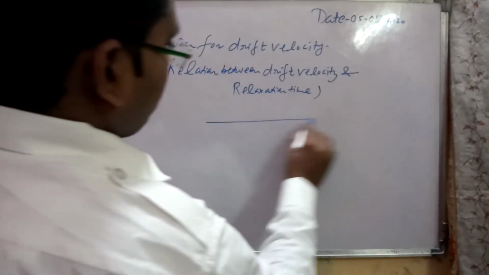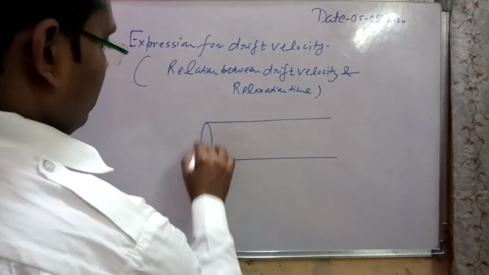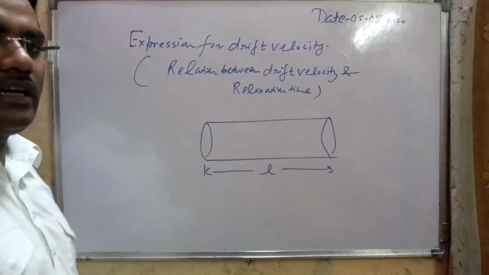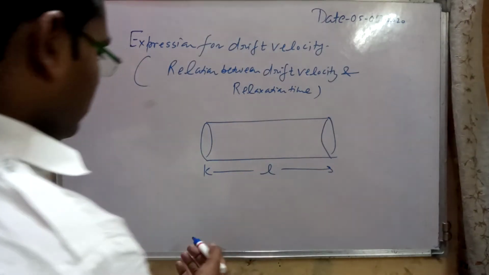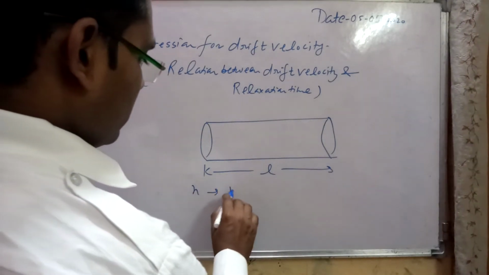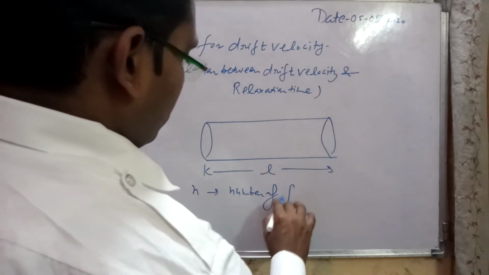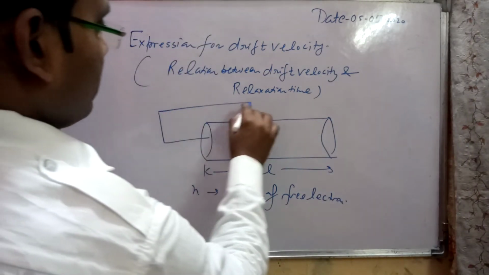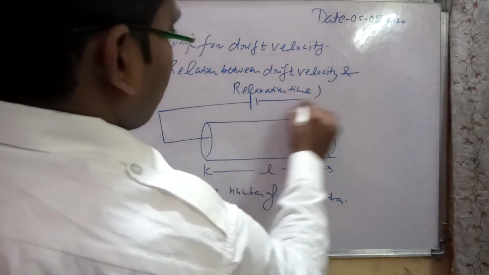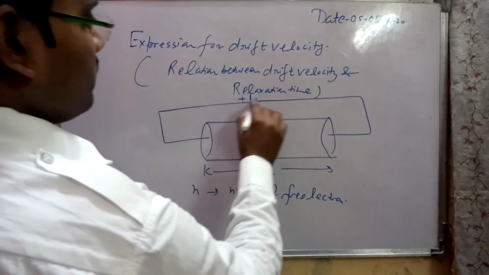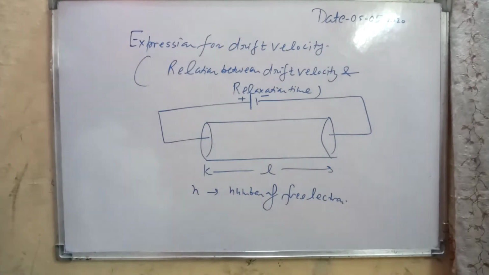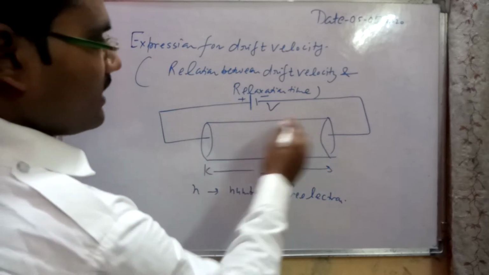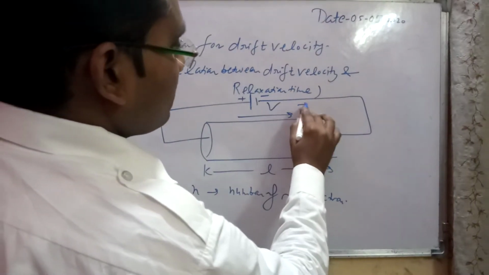Now here we take a conductor, and this conductor has length small l, and contains small n number of free electrons. Now small n is the number of free electrons. Now here we apply a potential across this conductor. This one is a plus, this one is a minus. If we apply this potential across this conductor, then an electric field is produced. This one is the electric field.